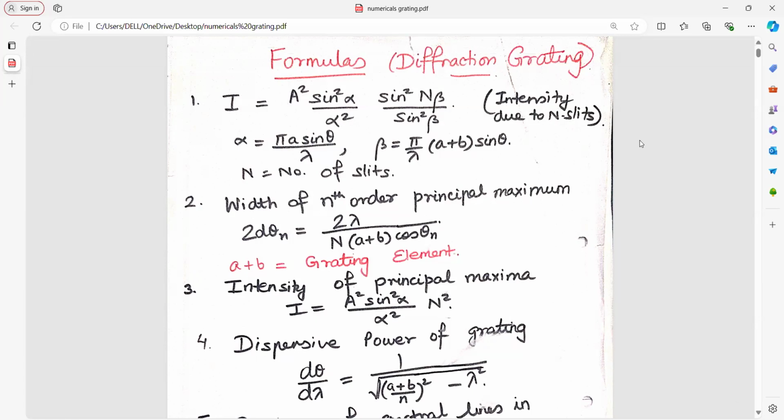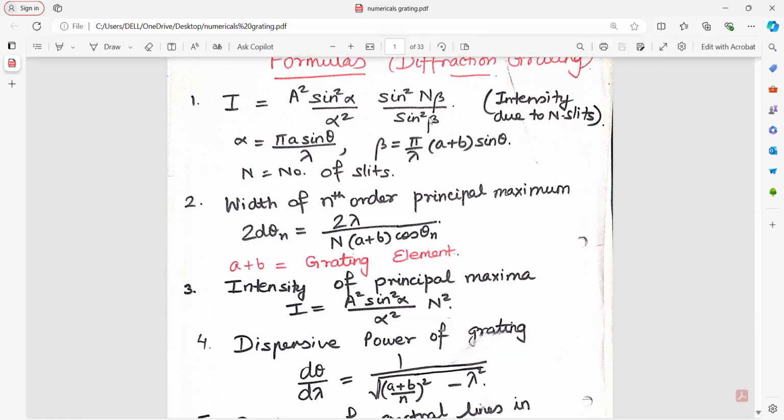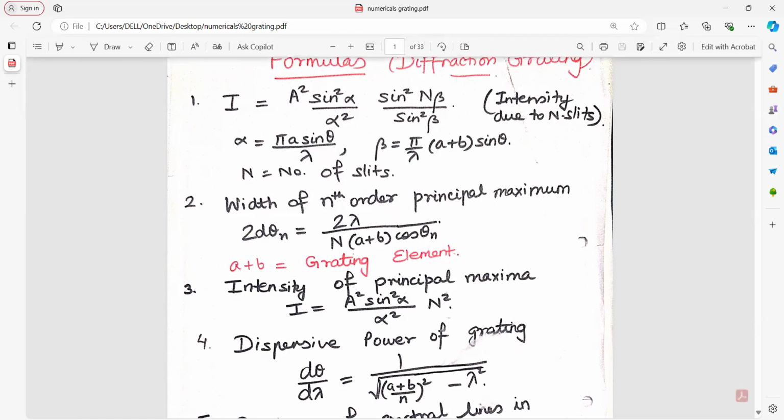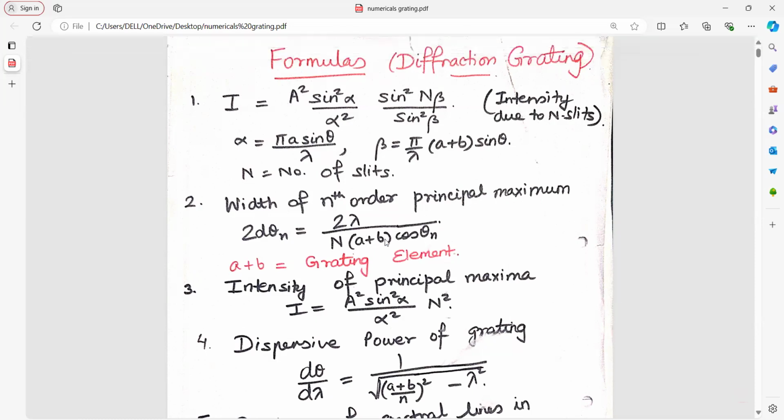For grating, the intensity spectra equation is given by A square sine square alpha upon alpha square, into sine square n beta upon sine square beta. Width of nth order principal maxima is 2 lambda upon n into (a plus b) cos theta n. A plus b is your grating element, lambda is wavelength.